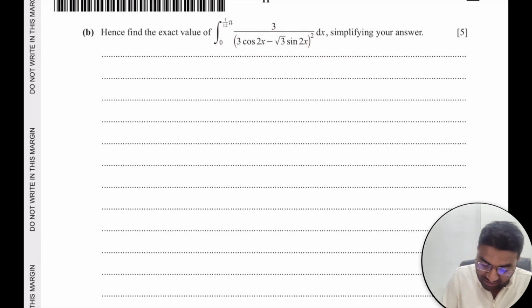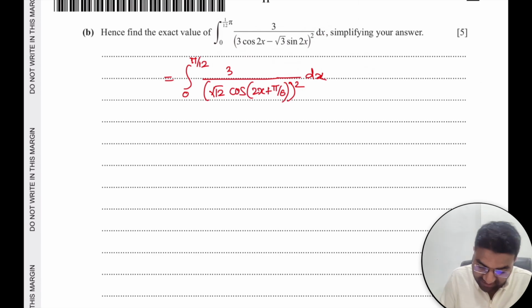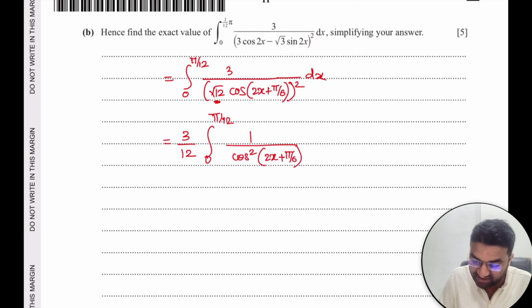And you have to integrate. So it is equal to the integration from 0 to pi by 12 of 3 upon root 12 cos(2x + pi by 6) bracket squared dx. Fine. You can simplify it as much as you can. So firstly, square root of 12 bracket squared is just 12. So you can take 3 by 12 out. Integration from 0 to pi by 12 of 1 upon cos squared(2x + pi by 6) dx.